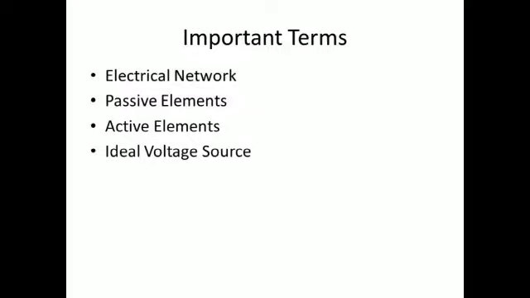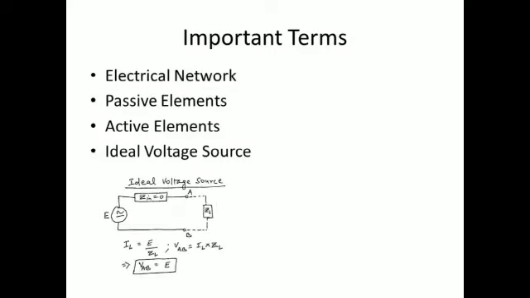Ideal voltage source is an active device which can maintain a constant voltage across its terminals irrespective of the current supplied by it. It is also called a constant voltage source. The figure that you see on the screen is that of an ideal voltage source. Its internal impedance is 0. As you can see, Z in is 0, and therefore the voltage across the load resistance, say ZL, is simply equal to the voltage at the source. So we simply get VAB to be equal to E.